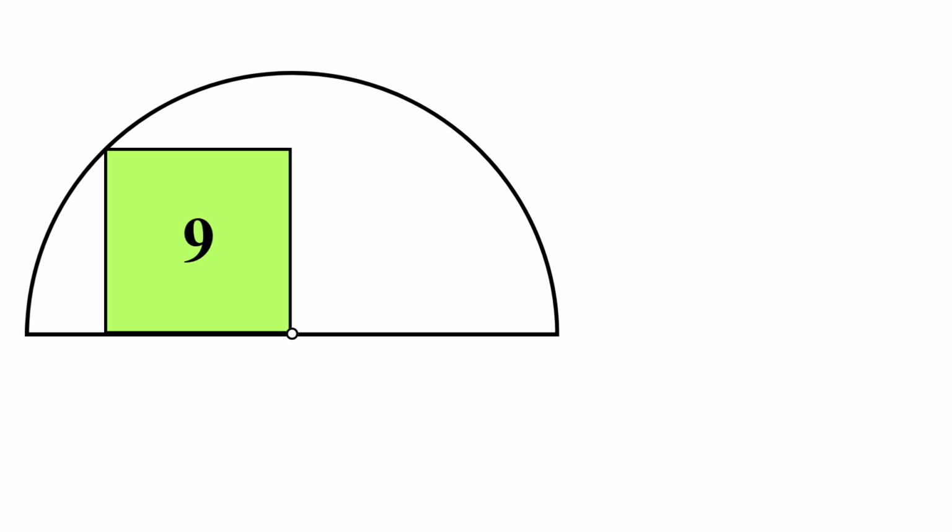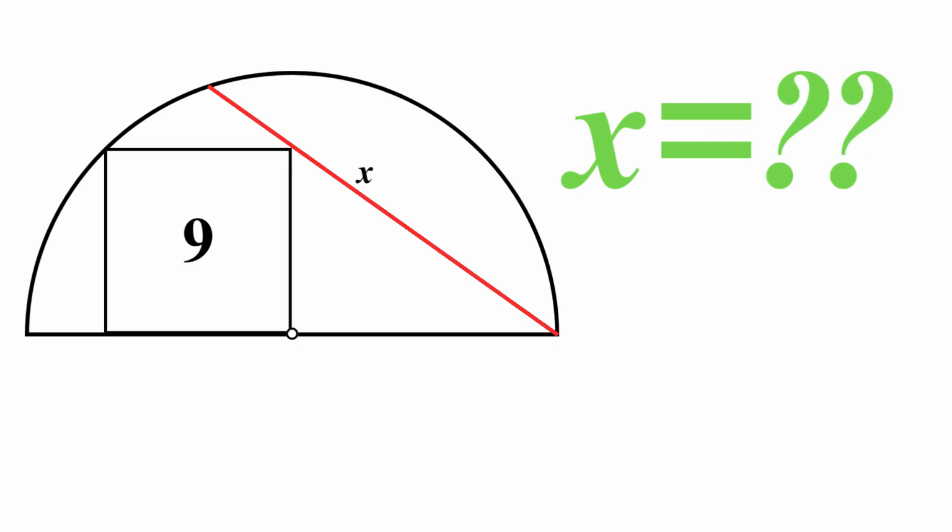Now, from the bottom right end of the diameter, we draw a line in such a way that it passes through the upper right corner of the square and continues all the way to the edge of the semicircle. Okay, look, this line represents a chord, and we will label its length as x. Now, the question is, can we somehow calculate the length of chord x? If you want to try this on your own, you can pause the video right now and then come back and check the solution.